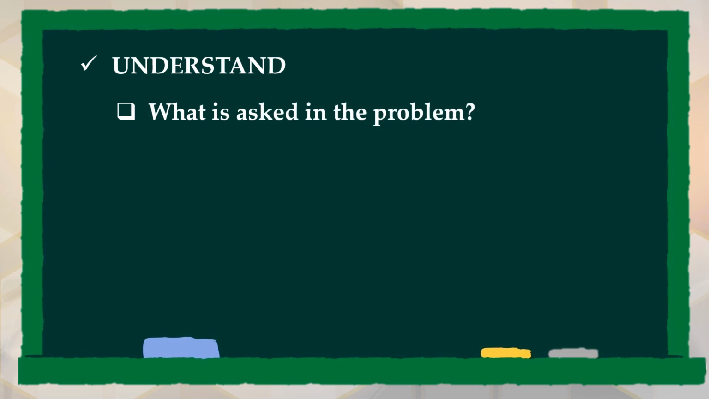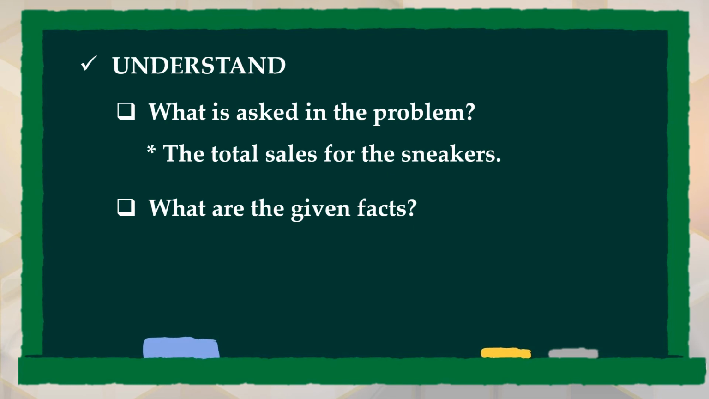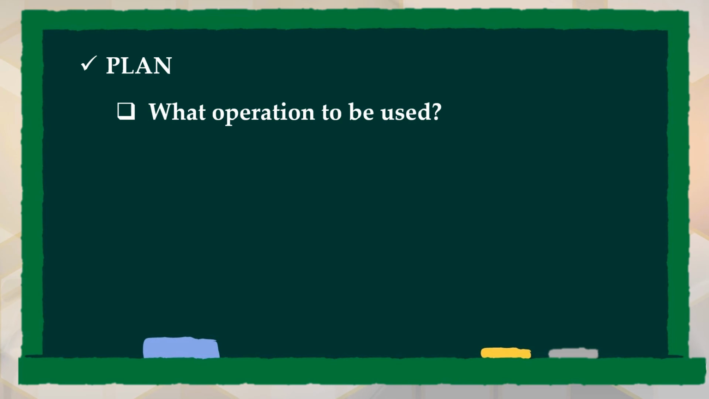Before solving, let us first understand the problem. Know first what is being asked. In this problem, we are looking for the total sales of sneakers. The next step is to know the given facts. So, the given facts in the problem are 20 pairs of sneakers and 349 pesos and 95 centavos. After understanding the problem, let us plan. What operation are we going to use in solving the problem? In this problem, we are going to multiply.